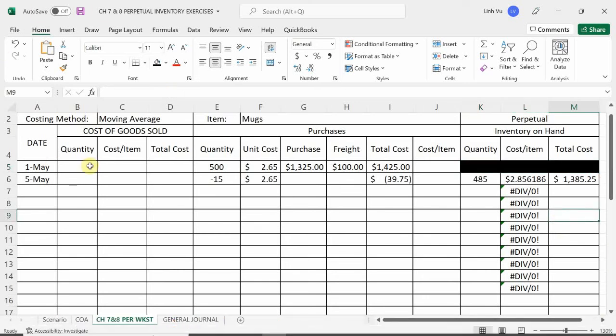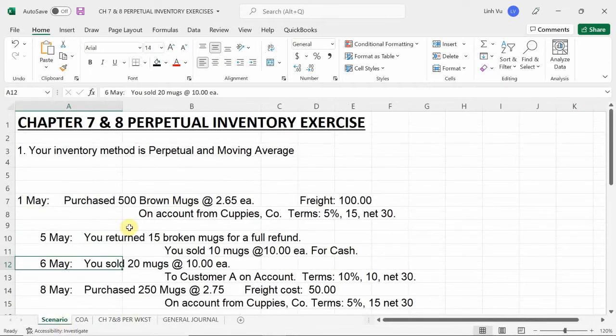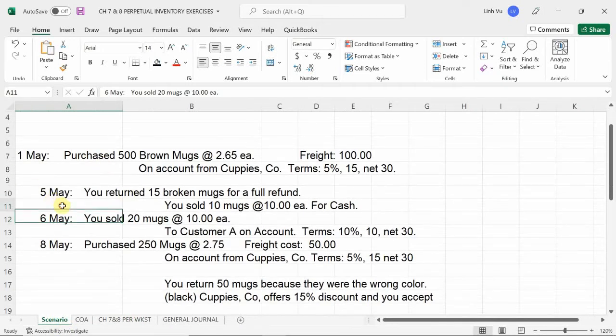Okay, let's see what happened next. That very same day, I put an indent here. You sold 10 mugs at $10 each for cash.